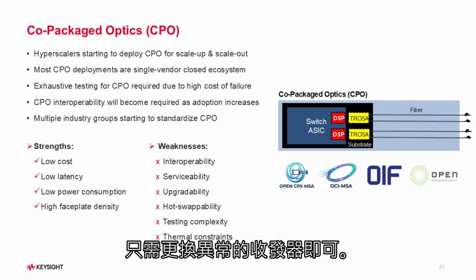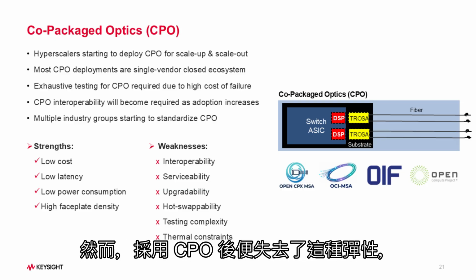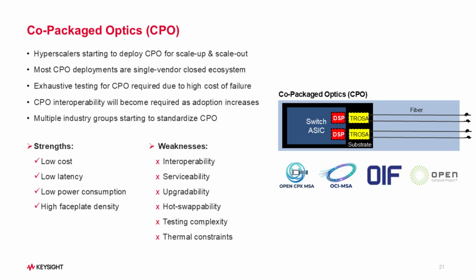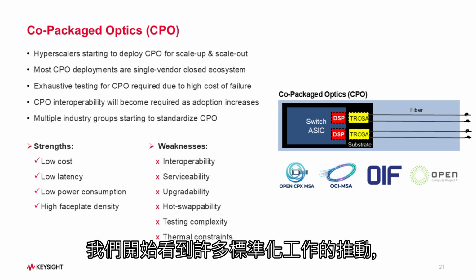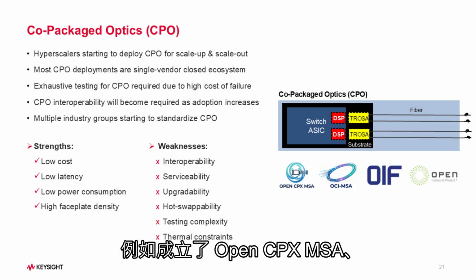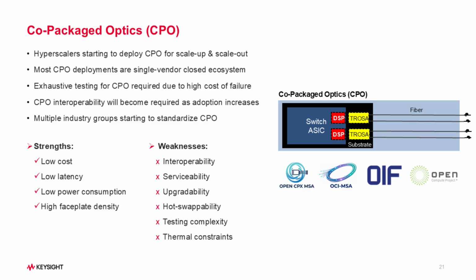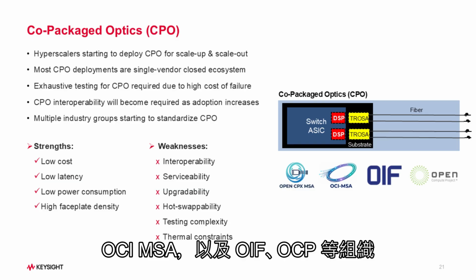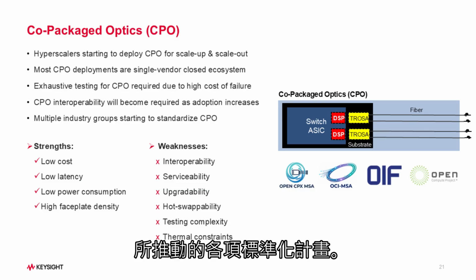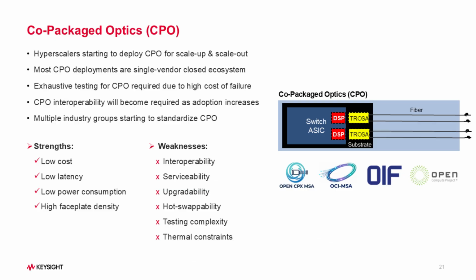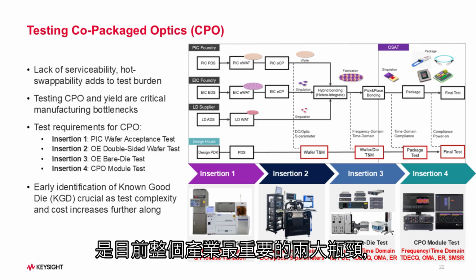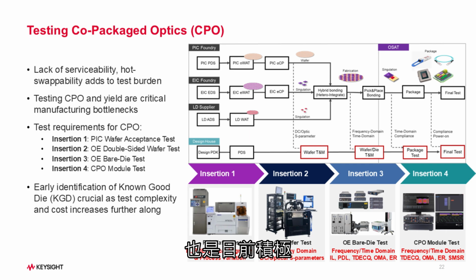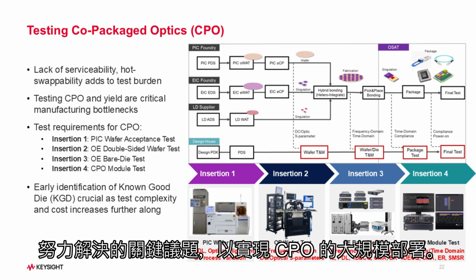So for pluggables, it was easy to swap out a misbehaving transceiver. However, the flexibility is lost with CPO, which is creating a few hurdles that the industry still needs to solve. And that's why we're starting to see some standardization efforts with the formation of MSAs like the OpenCPX MSA, the OCI MSA, as well as other standardization efforts in OIF and OCP particularly. So testing co-packaged optics and yield are the 2 most critical bottlenecks that the industry is trying to solve today in order for CPO to go to mass deployment.